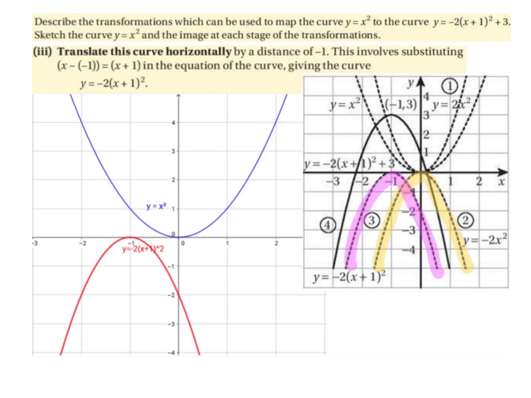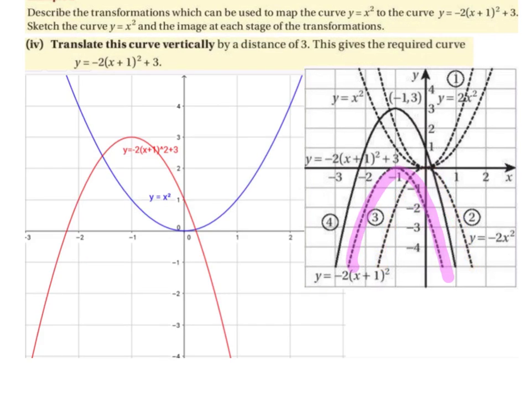On this graph we can see this was the original curve, y equals x squared. It's been stretched by scale factor 2, reflected in the x-axis, and now it's been moved over by one step. Part 4, translate this curve vertically by a distance of 3. This gives the required curve y equals minus 2 times (x plus 1) squared plus 3. Since we have a plus 3 and it's outside the bracket, we're moving our graph up, and it's by 3 steps.